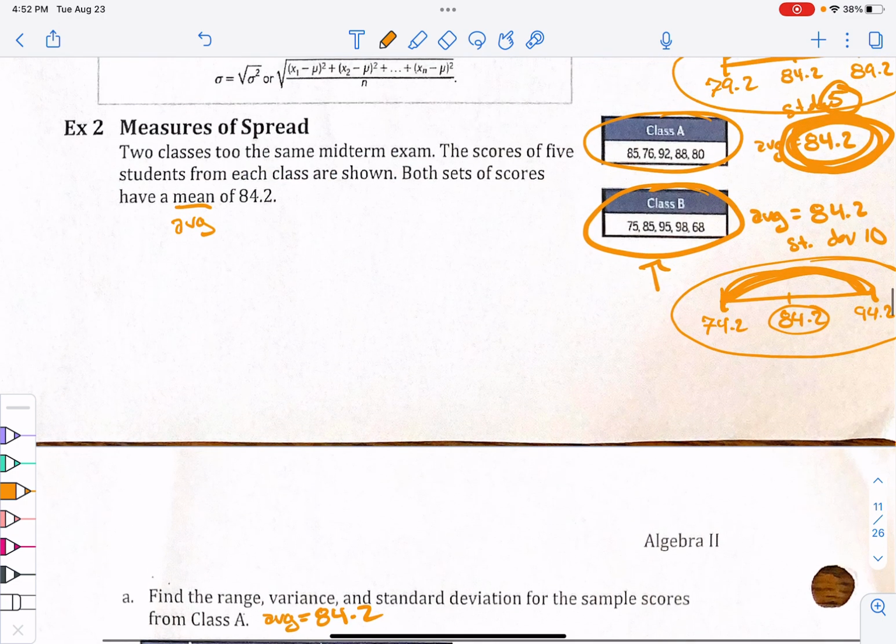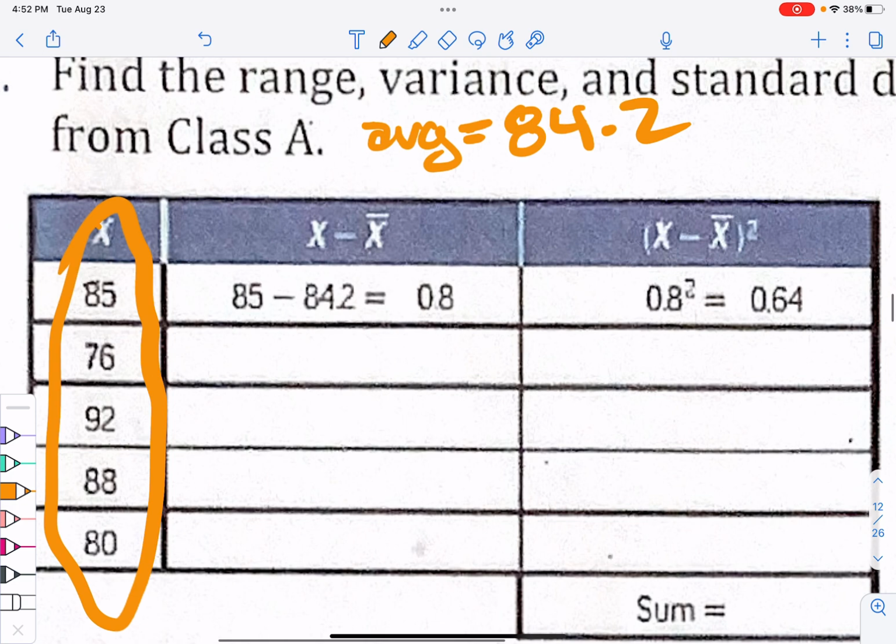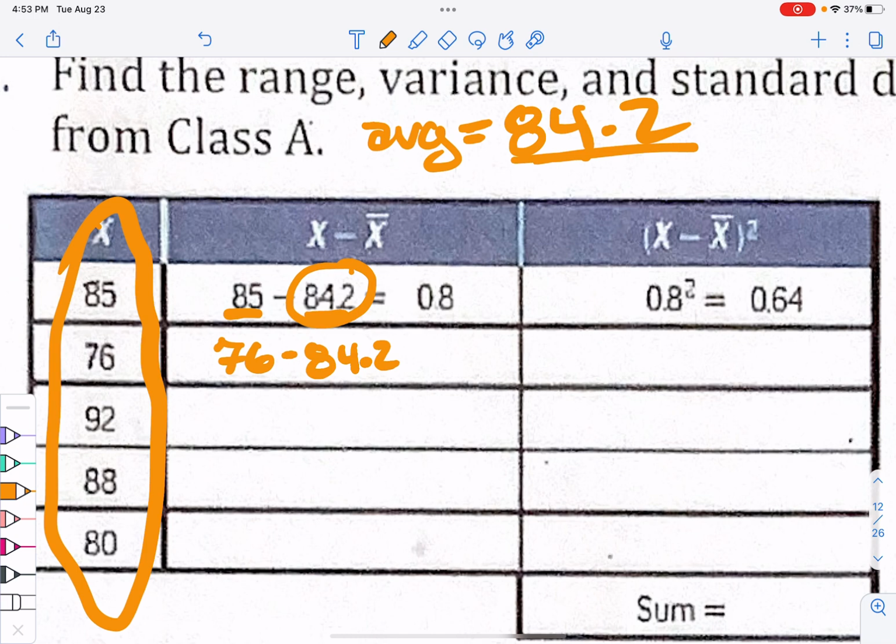What I've done for this table is I've taken 85, 76, 92, 88, 80, these numbers right here, and I've put them in a table format right here. And then what we're going to do is take each one of those data values and subtract the average, right? 84.2 is what we're going to subtract from each one of those values. So I'm going to do 76 minus 84.2. We're going to figure out what that is. We're going to do 92 minus 84.2. We're going to figure out what that is.